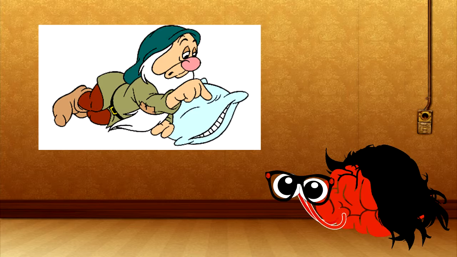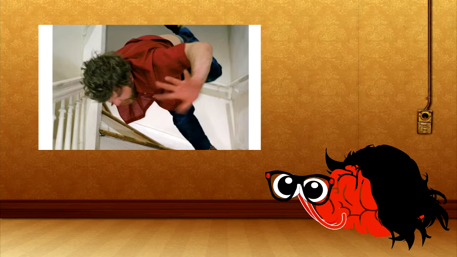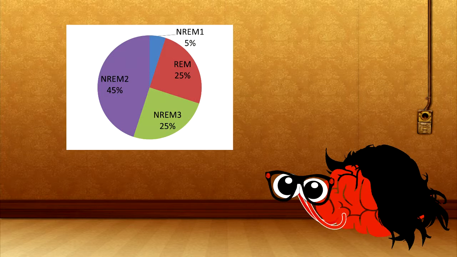Usually we don't dream during the first stage, but we may have myoclonic spasms, which are sudden involuntary movements of our extremities and are accompanied by a falling sensation. They are pretty frequent and may wake us up. We spend 5% of our sleep in this first stage.